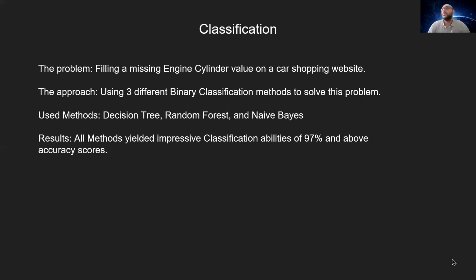The approach that we used was to use 3 different binary classification methods to solve the problem and then pick the best method. The methods that we chose were decision tree, random forest, and naive Bayes. All methods yielded impressive classification abilities of 97% and above accuracy scores.